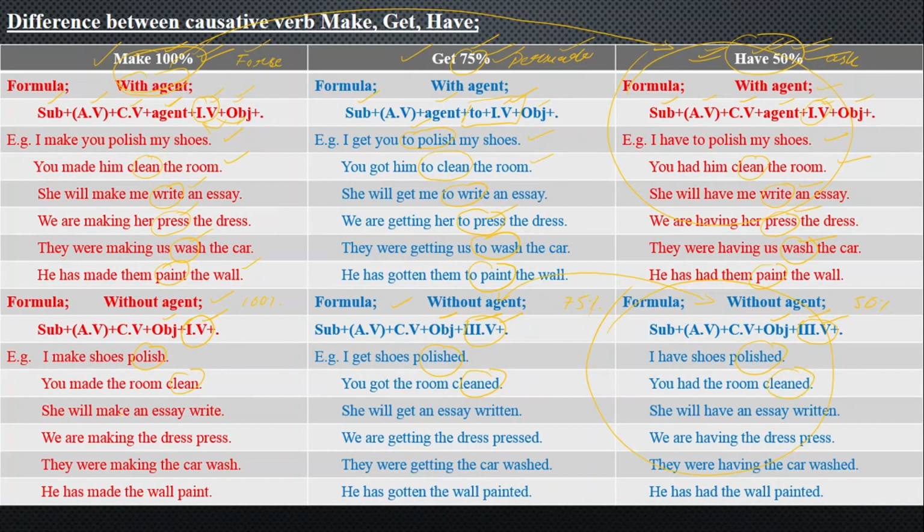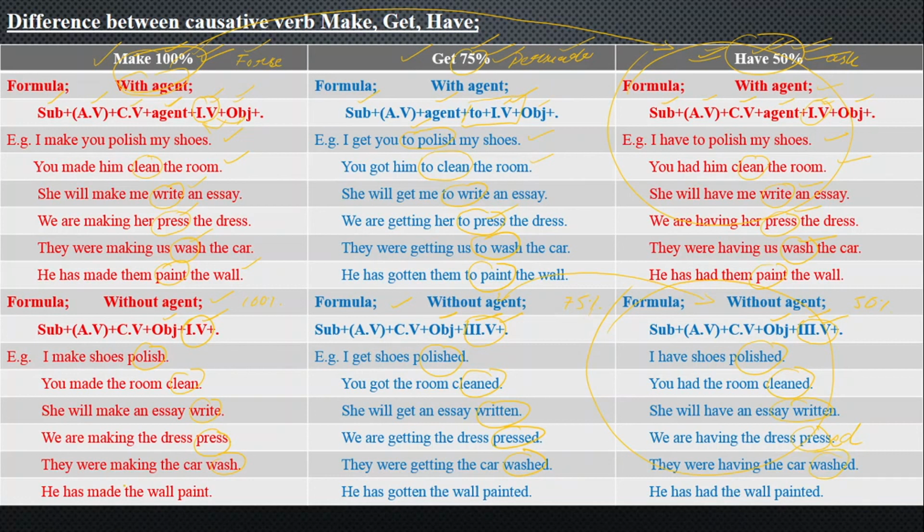She will make an essay write. She will get an essay written. She will have an essay written, third form. We are making the dress press. We are getting the dress pressed. We are having the dress pressed, third form of the verb. And they were making the car wash. They were getting the car washed. They were having the car washed, third form.